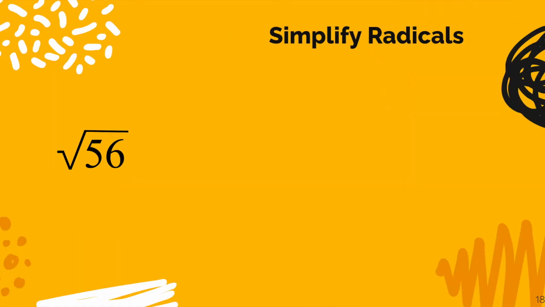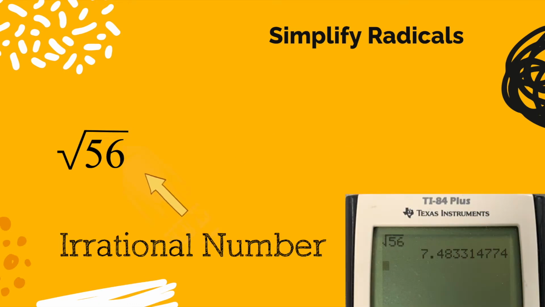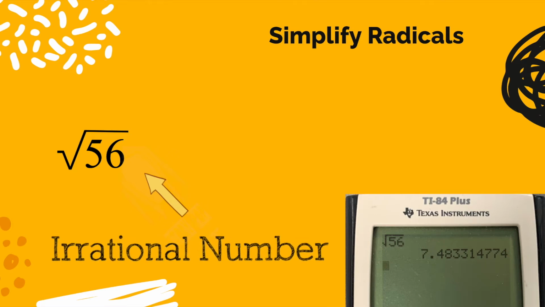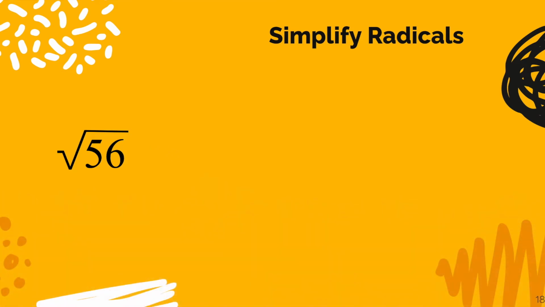Let's now look at the square root of 56. Now this is not a perfect square. It does not come out evenly, like the square root of 16 was 4, the square root of 9 was 3. The square root of 56 is a non-repeating decimal called an irrational number. Now we might be able to simplify it a bit by bringing some numbers out of the radical, and that's what we're going to be working on in this video today.